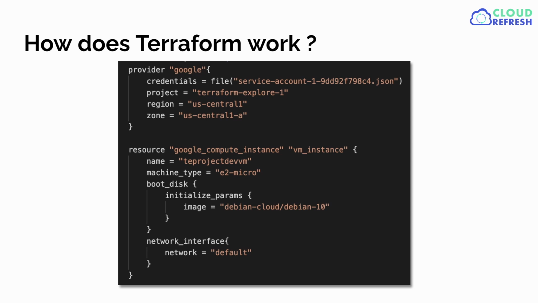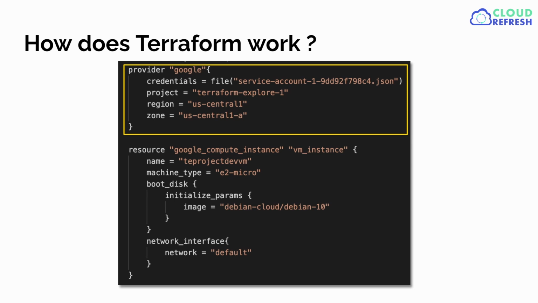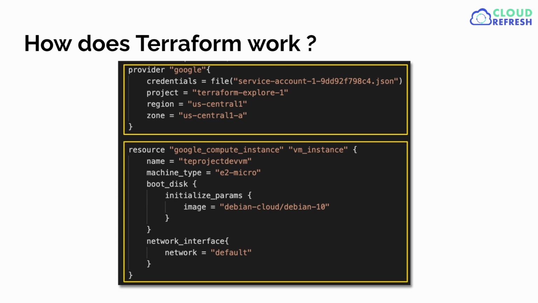In the next few minutes, I'm going to create a virtual machine completely through infrastructure as code using Terraform. A typical Terraform configuration file will have a provider block and a bunch of other resource blocks. Since in this example, I'm only going to create a simple virtual machine, I define my provider block as Google and my resource block as Google Compute Instance.